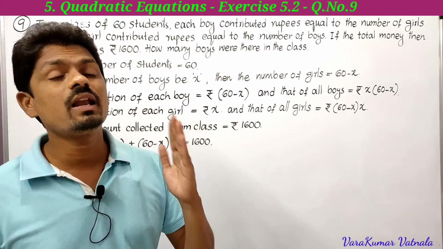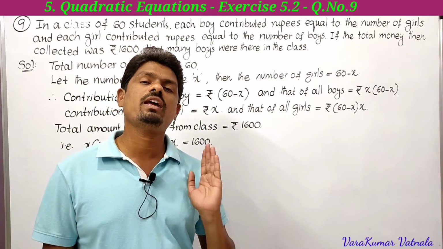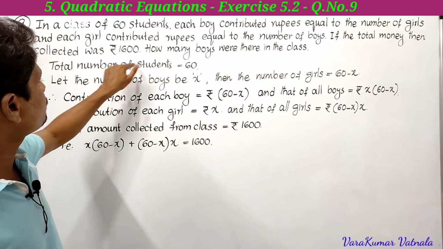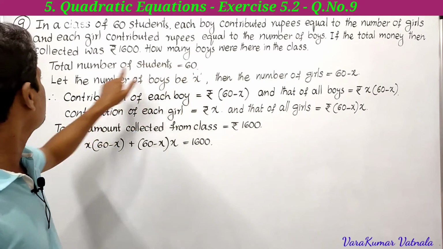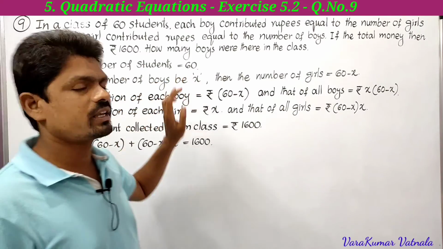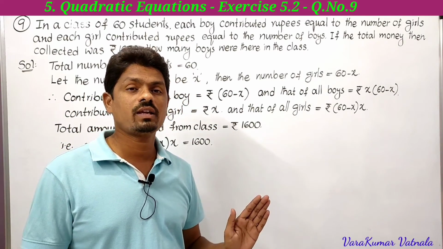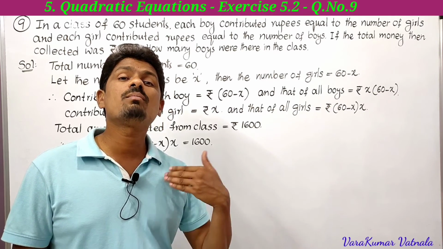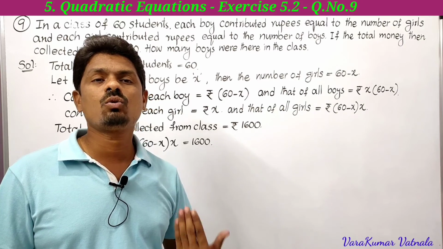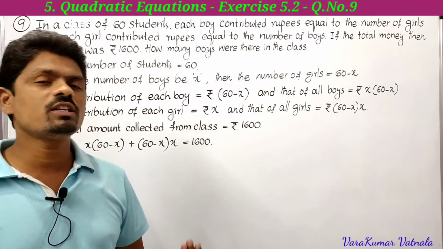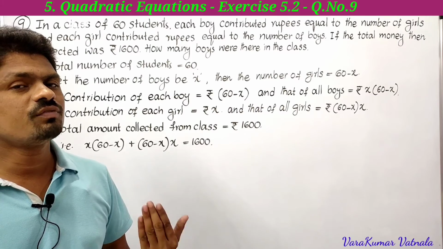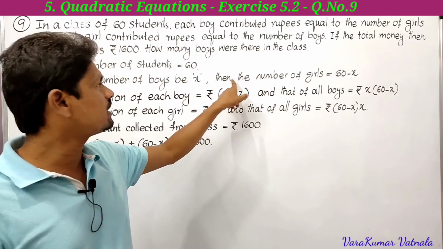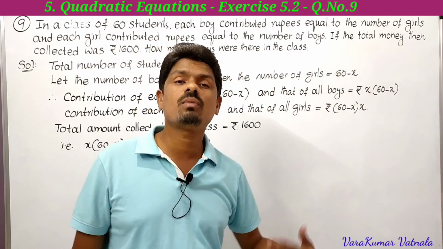So see here, let the number of boys in the class be x. We don't know it. The total number of students in the class is 60. Let the number of boys be x. Then the number of girls equals how much? 60 minus x. Since the total students in the class equal 60, if the boys are x, then girls equal 60 minus x.